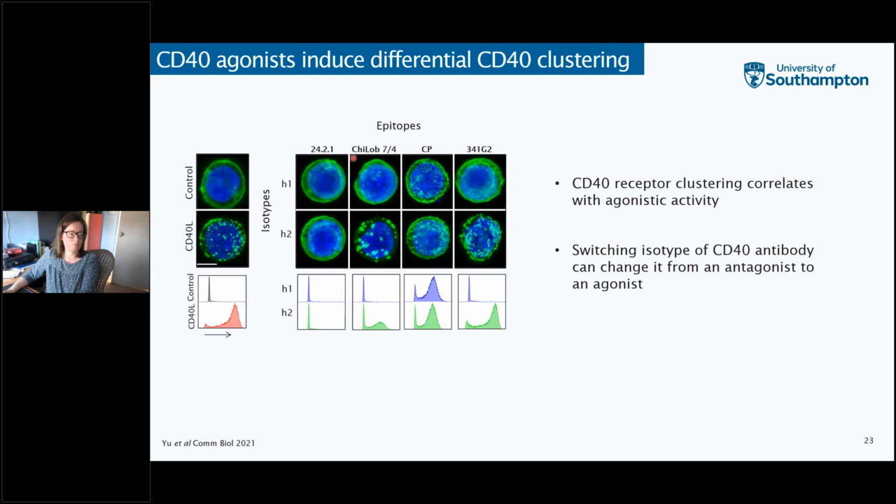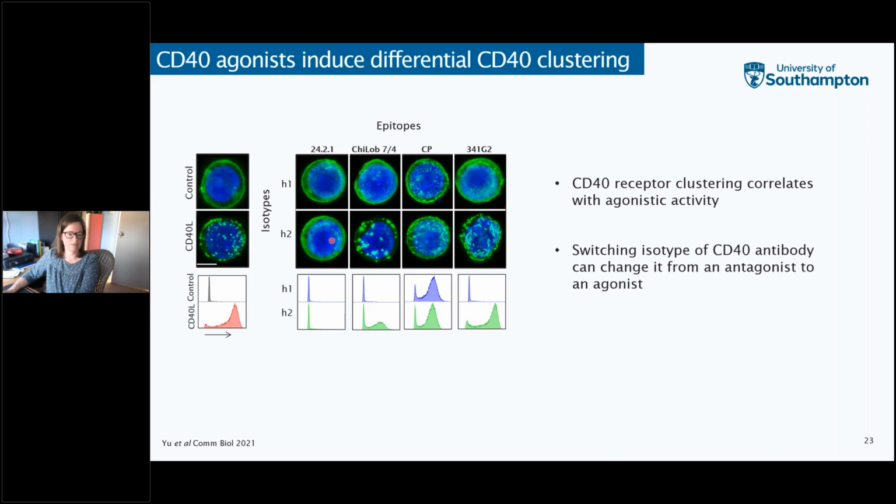And then with the panel of different epitopes, we can see that there is a range of different degrees of clustering. We also can see that by switching the isotype from the human IgG1 to human IgG2, we can change an antibody from an antagonist to an agonist.